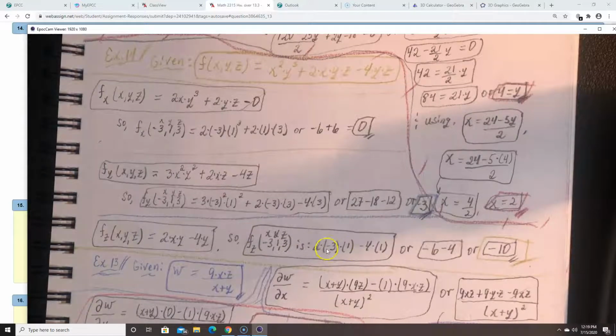Sorry, I'm losing my concentration. Sorry, where was it? Oh, so the derivative of this would just be constant, and the derivative of constant by itself is 0.